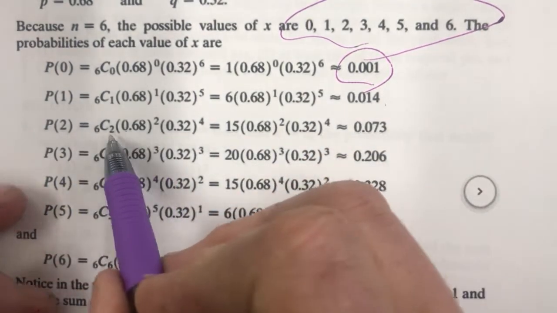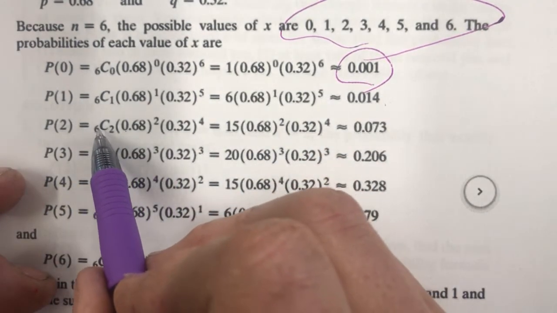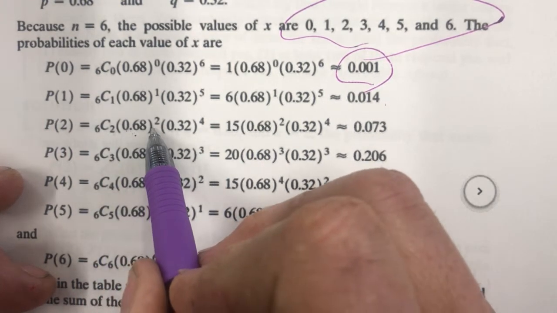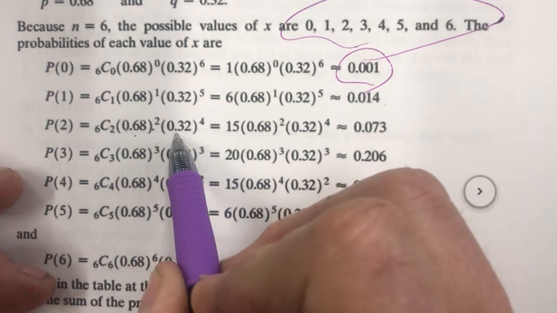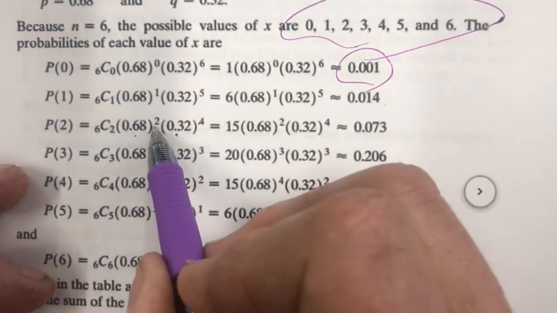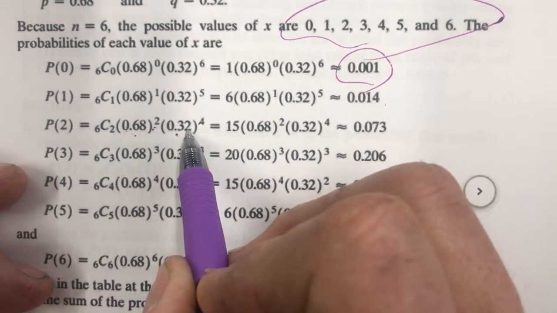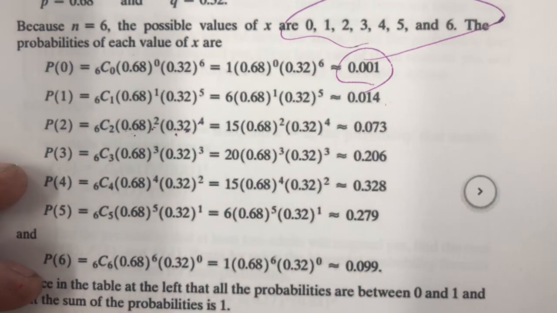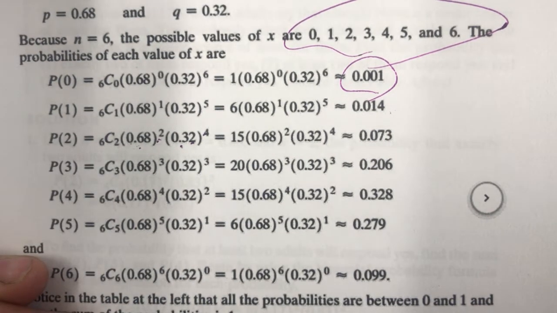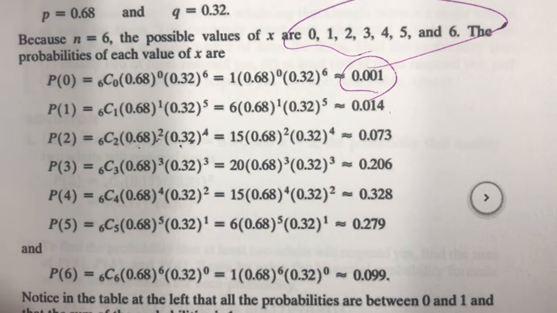Here's 2, it's a 6C2, and then the success percent to the 2nd power, and then the failure percent to the 4th power, because since there's 6 people and there's 2 successes, there's going to be 4 failures. And so that's how you do this, okay? You might study this a minute, maybe put it on pause and look at it for a minute.